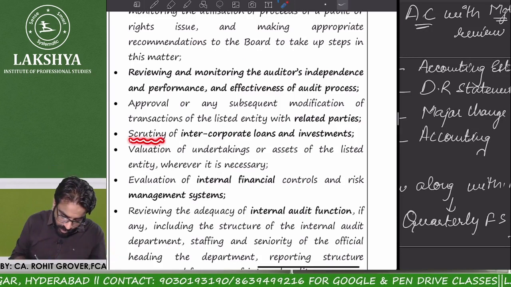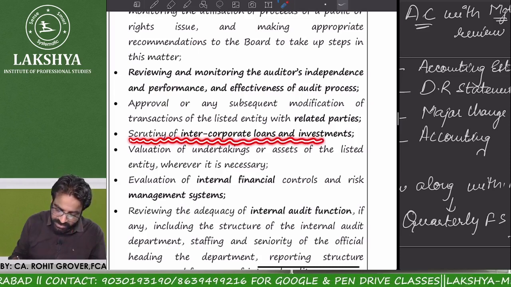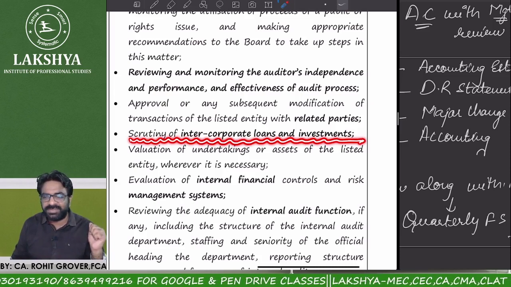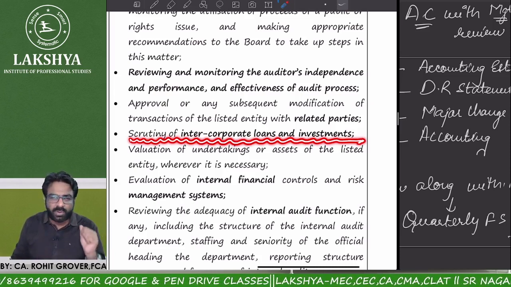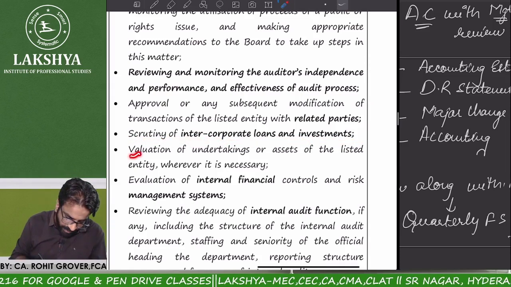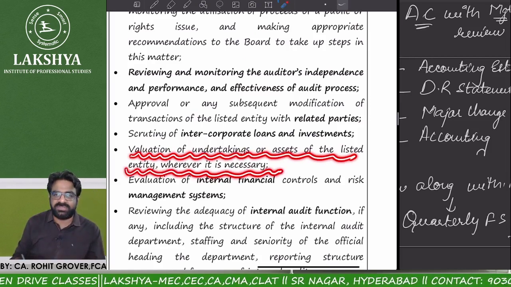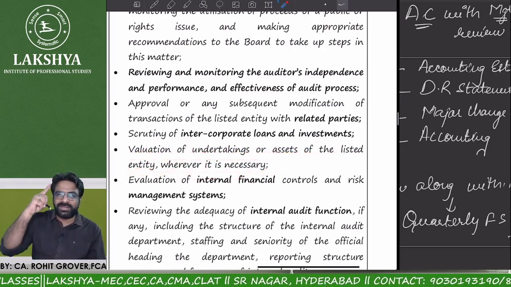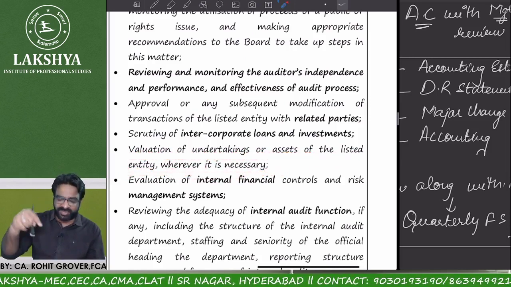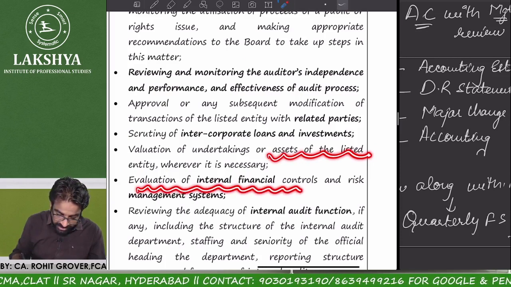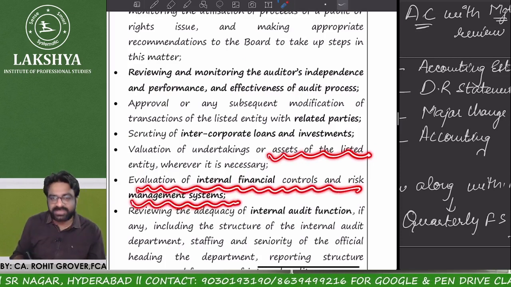Next one, scrutiny of inter-corporate loans and advances. Did we do it in CARO point number 4 or not? Yes, to monitor the inter-corporate loans. Next one, valuation of undertakings or assets of the listed entity wherever it is necessary. Did we cover it in clause number 1 of CARO or not? Yes, the assets point.